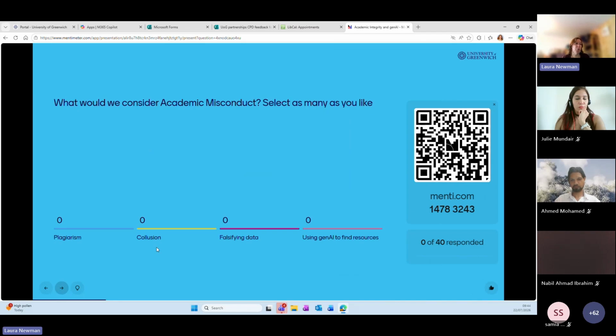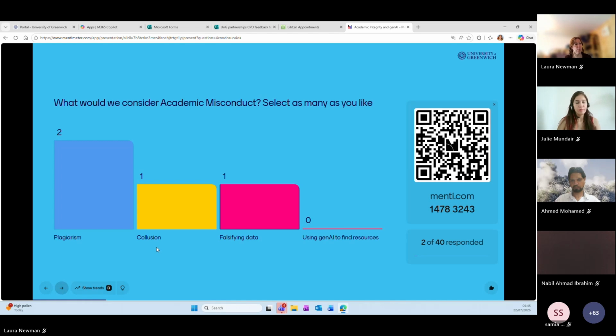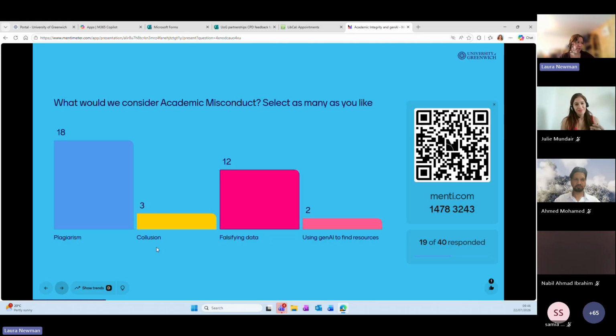So which of these would we consider to be academic misconduct? You can select as many as you like. Which of these would be examples of academic misconduct? Just going to give that a minute or so to let you all vote. Okay, so plagiarism is the highest voted one there. I think that's the most common form of academic misconduct that we all think about, right? Okay, so I don't think that's moving anymore. Oh no, moving a little bit.